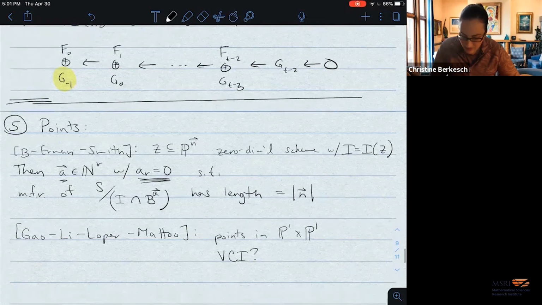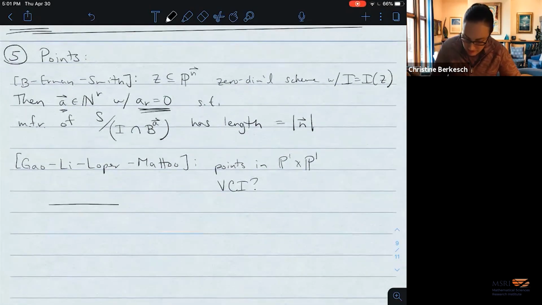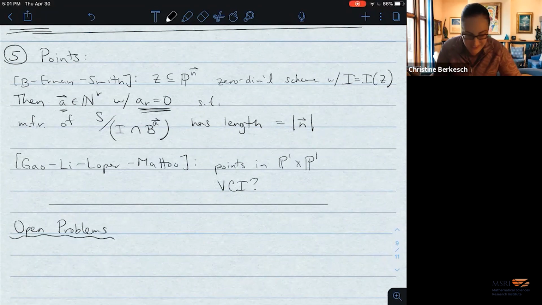All right, so let me just finish up here then by noting a couple of open problems that probably have become apparent as I've been talking the last little bit here.